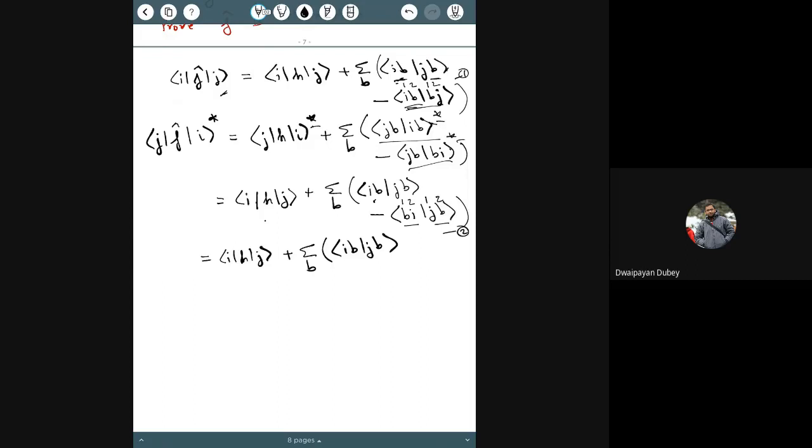And this is an integral. So 1 and 2 are dummy indices. I can interchange 1 and 2. And then I get IB, BJ. Now you see that the expression for IFJ and JFI star are exactly the same. So we can say that IFJ is equal to JFI star. Therefore, F is Hermitian.